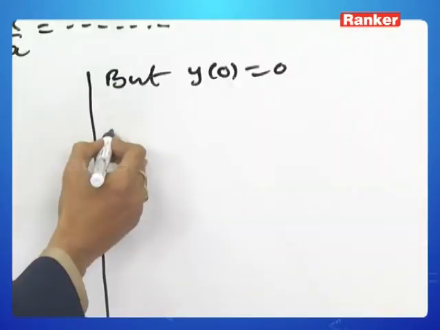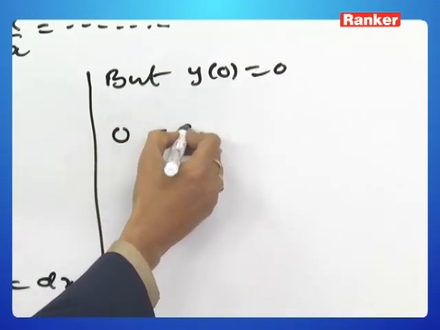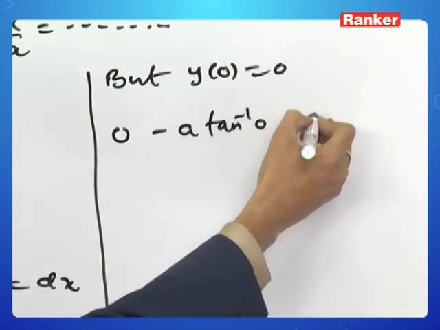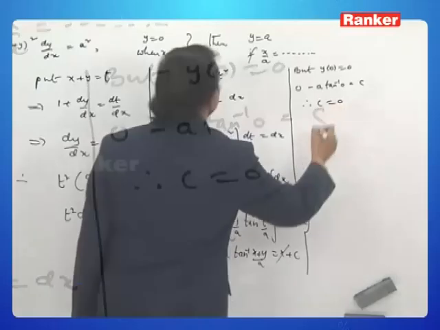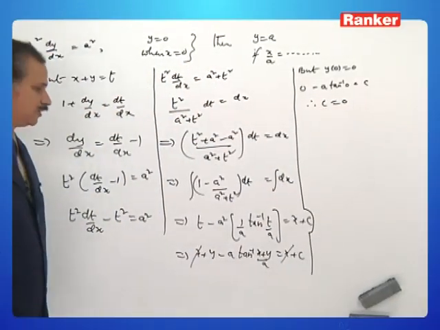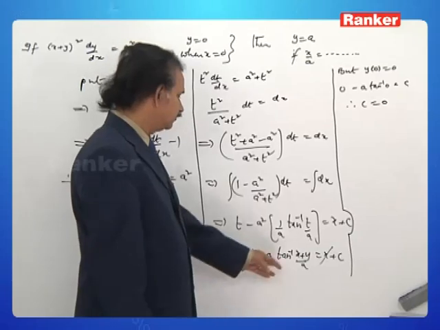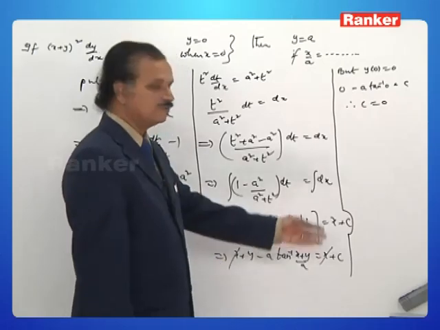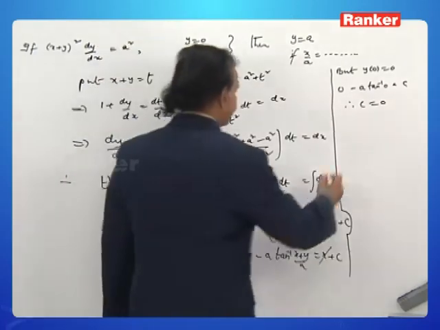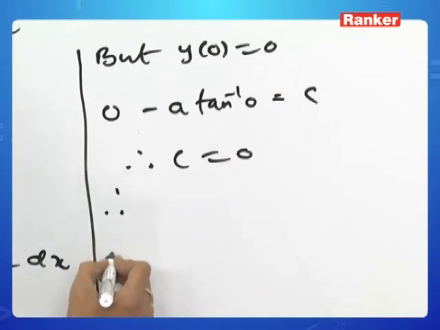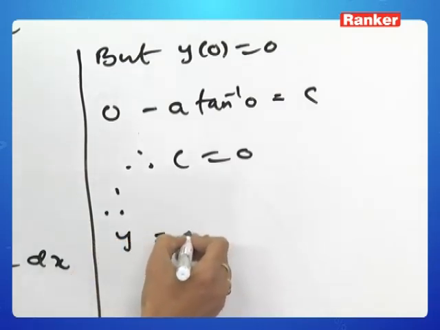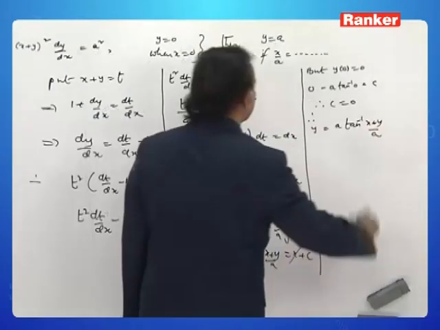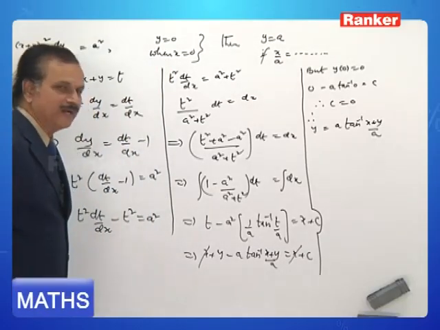Come on, substitute. 0 minus a into tan inverse 0 is equal to c, therefore c is equal to 0. 0 plus 0, 0. 0 by a, 0. Tan inverse 0 is 0. 0 into a is 0. C is equal to 0. Okay. Therefore, the ultimate solution is y is equal to a tan inverse (x plus y) by a.